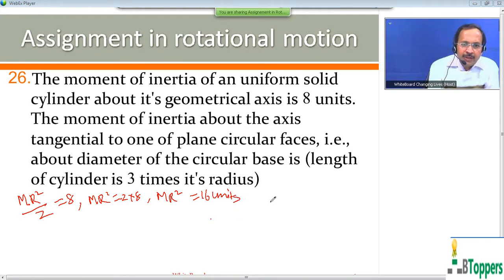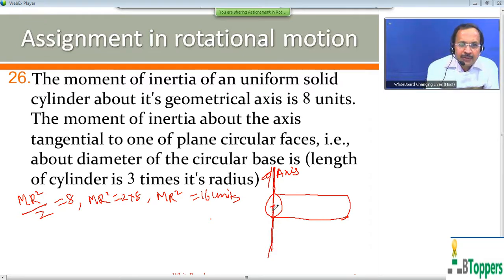So you have to find the moment of inertia of the cylinder about the axis passing through one of the plane circular faces and coinciding with one of the diameters of the circular base.